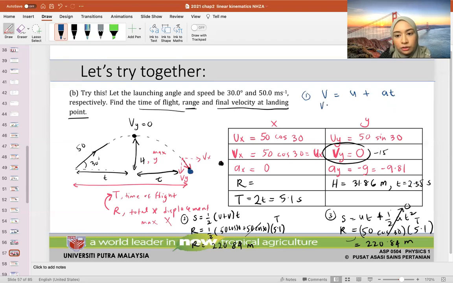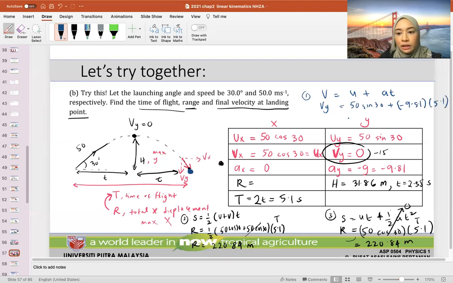So we are trying to find what is the Vy here. The Uy, we already know, 50 sine 30 plus our minus 9.81, 5.1. Therefore, our Vy is something. Use your calculator. Please try it for me because I am very clumsy with calculators. Minus 9.81 times 5.1. So I get minus 25.03. Did you guys get that?